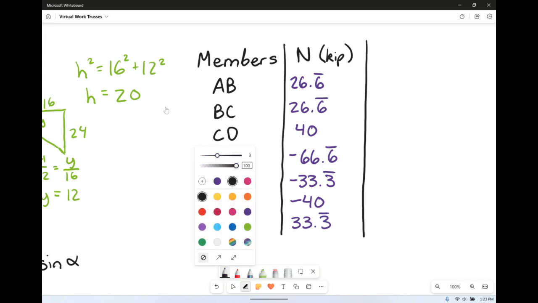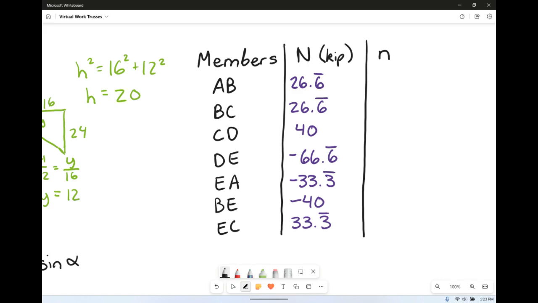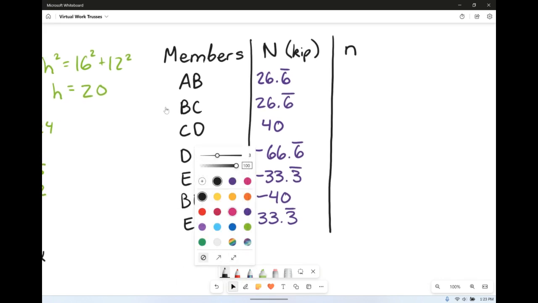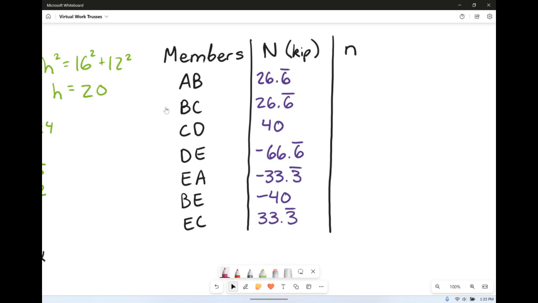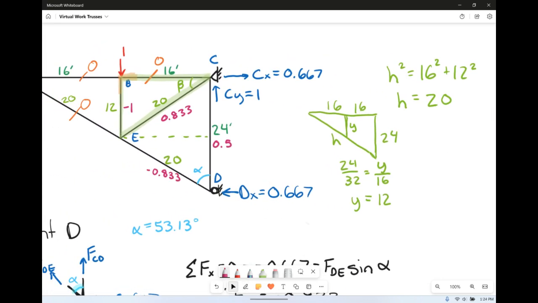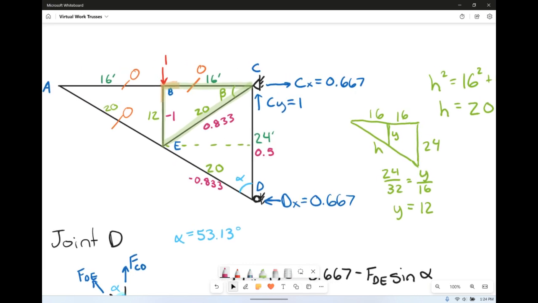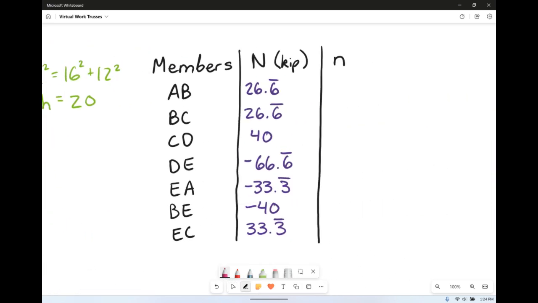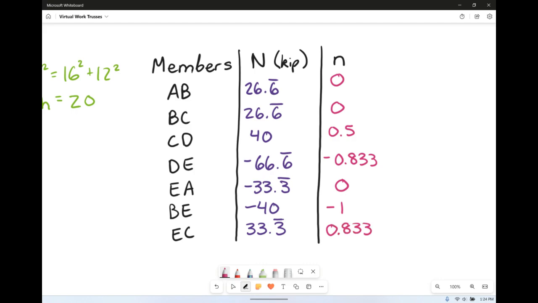Then we have our member force for our virtual load. It doesn't really have a unit there. And we found those forces are our pink ones here and our orange ones for our zero force ones. So updating our chart, AB was 0. BC was also 0. CD was 0.5. We have negative 0.833. Then 0. Then negative 1. And then a positive 0.833.